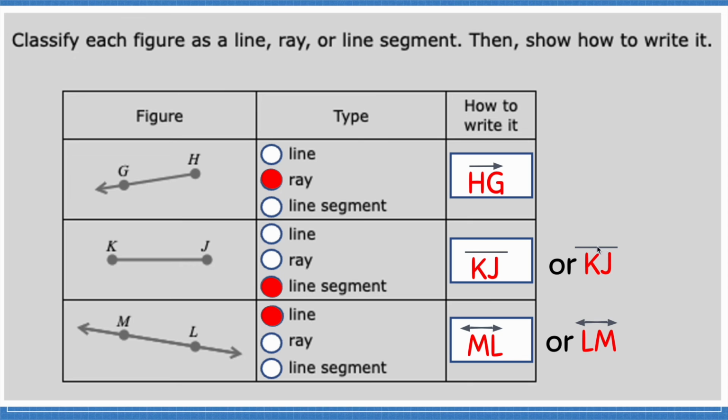And again, notice the symbols on top. That does matter. You need to make sure that you're choosing the correct symbol. Even if you choose the correct type and you type in the letters correctly, if you choose the wrong symbol to go above, it will mark you wrong. So make sure you're paying attention. You have an arrow on one side for rays, no arrows for a line segment, and then a double-sided arrow for a line, because a line goes on and on forever in both directions.